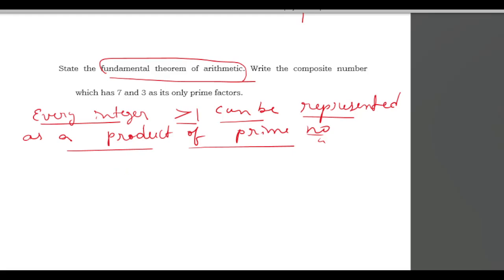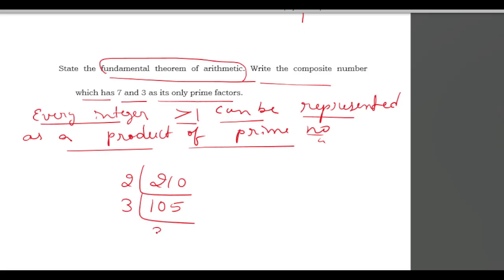Suppose we take a number: write the composite number which has 7 and 3 as its only prime factors. If we take 210 and factorize it, 2 fives are 10, 3 fives are 15, 5 sevens are 35, 7 ones are 7. So the factors are 2 into 3 into 5 into 7.